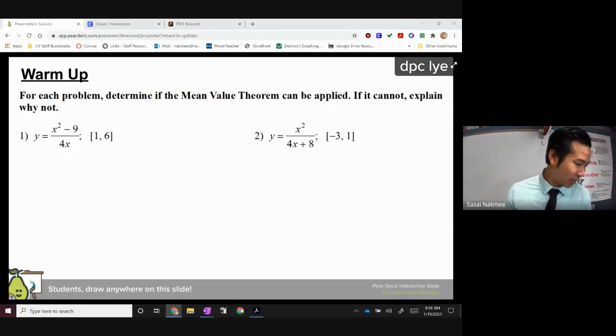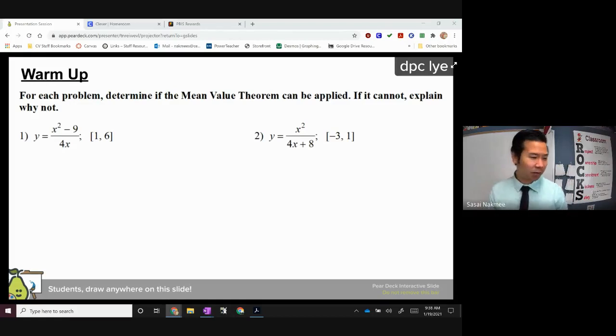So we got a warm up today, right? The warm up was only asking you, and hopefully you guys are filling it out right now, just determine if you can apply the mean value theorem or not. And if you can't, explain why not, right? Explain why not. So remember, let's go back on our notes real quick.